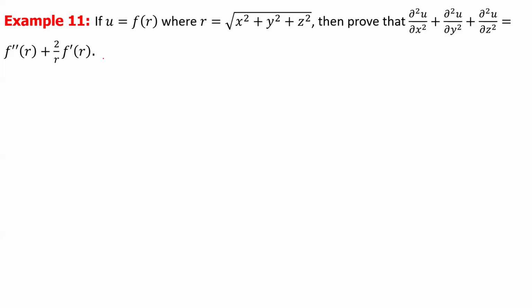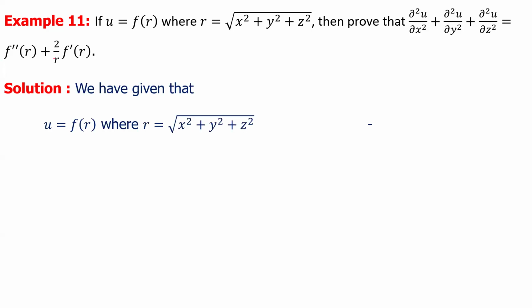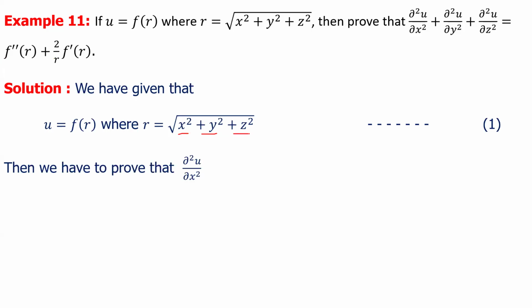So let us first discuss what we have given and what we have to do over here. We have given that u is equal to f of r, means u is function of r, where r is equal to root over x square plus y square plus z square. Let us give it equation number 1. Then we have to prove that second order partial derivative of u with respect to x plus second order partial derivative of u with respect to y plus second order partial derivative of u with respect to z is equal to f double dash of r plus 2 upon r f dash of r.